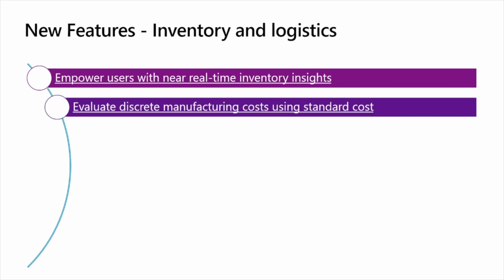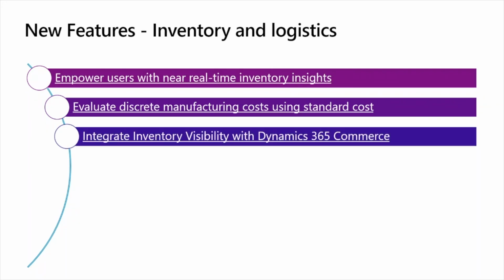Next, we have evaluate discrete manufacturing cost using standard cost. This is an enhancement for the global inventory accounting add-in, which enables the discrete manufacturing companies to perform parallel inventory accounting practices using the standard cost based on a single document and using multiple currencies.